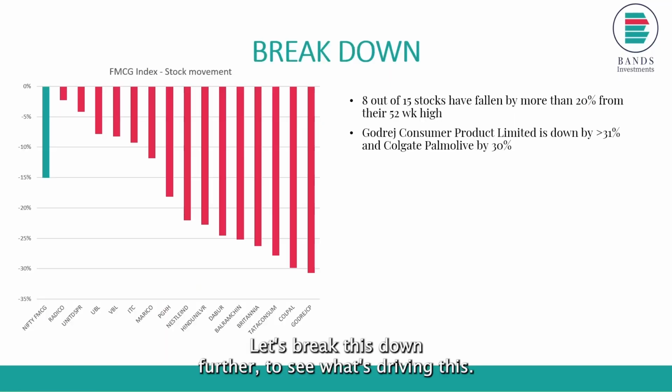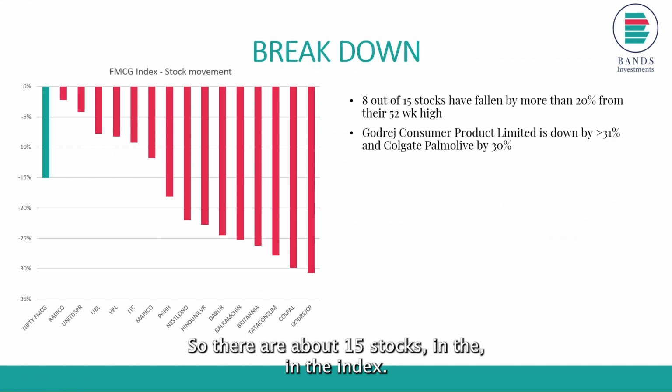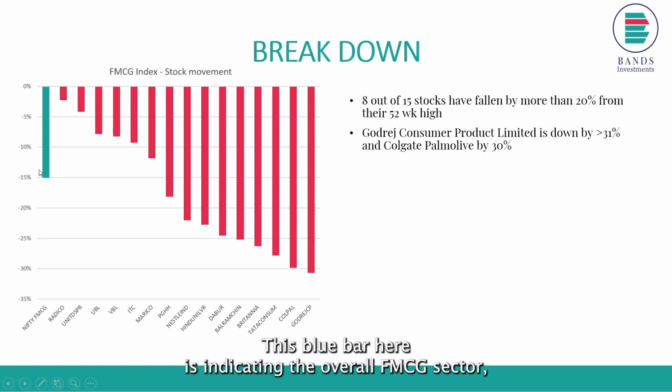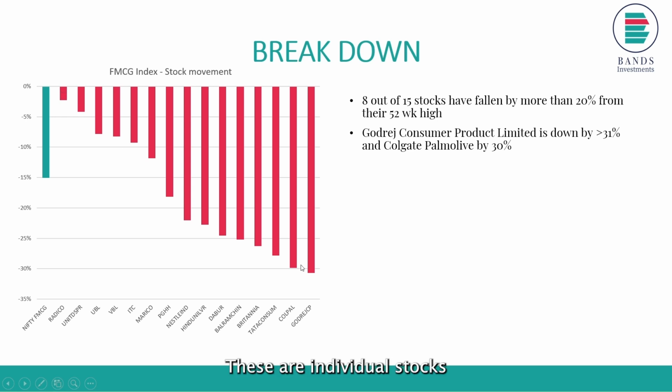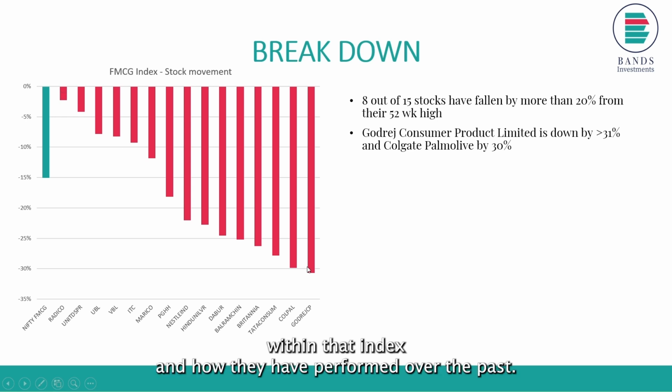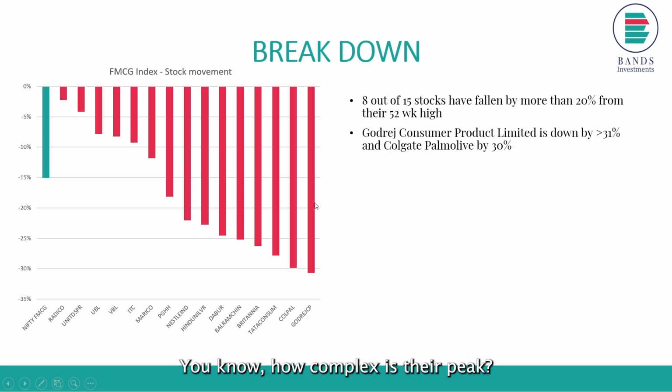Let's break this down further to see what's driving this, right? So there are about 15 stocks in the index. This blue bar here is indicating the overall FMCG sector, where we have seen a reduction of about 15% from its peak. These are individual stocks within that index and how they have performed versus their peak.